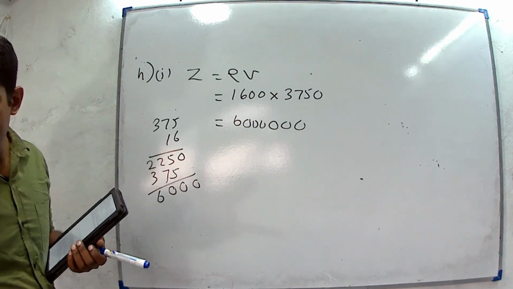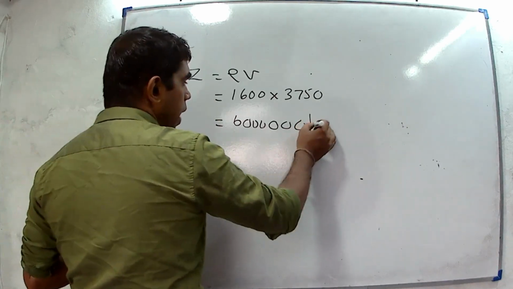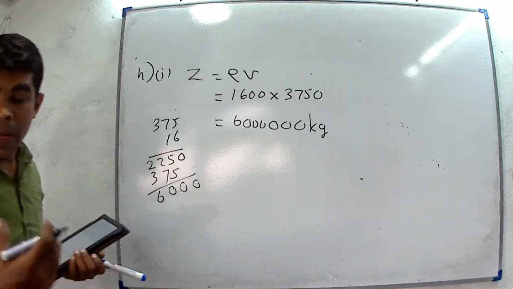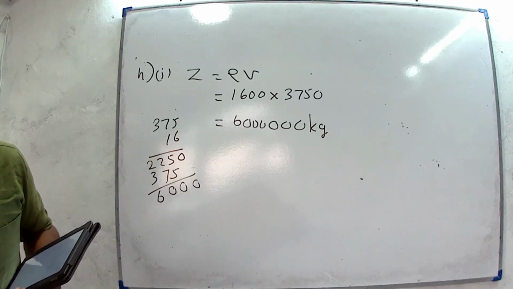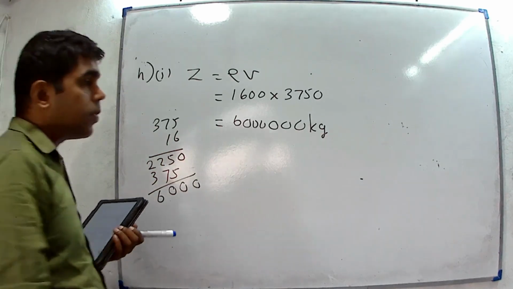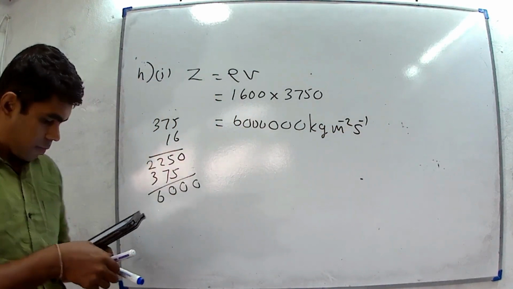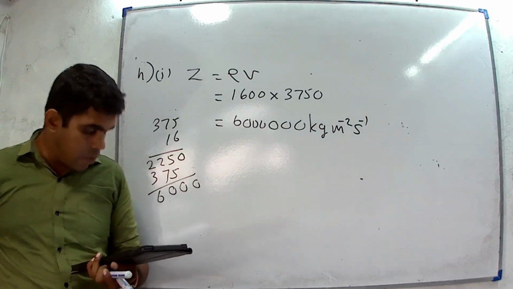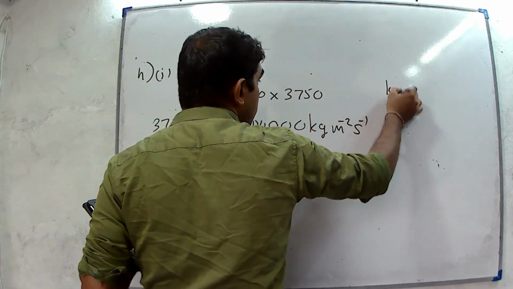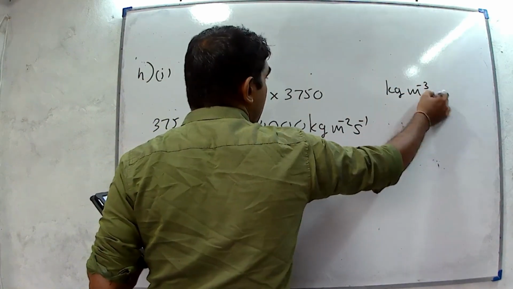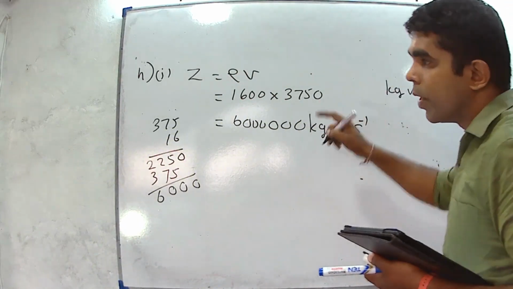We have to consider the unit kilogram. We can write the unit by using the dimensions found for Z value: kilogram m to the power minus 2 s minus 1. Or we can use directly the unit of density, kilogram per cubic meter, and multiply by velocity, meters per second. We can get this unit.